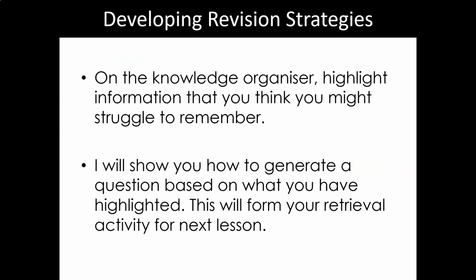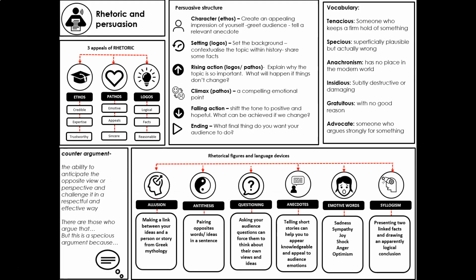So one of the strategies we're going to use is similar to that which we used when we were preparing for our last knowledge quiz. We're going to use our highlighter to highlight the information that you think you might struggle to remember. Remember, we can't highlight everything on here, so I would look through each section one at a time and then highlight the key terms, words or rhetorical figures and devices that we think we would struggle to answer a question on.